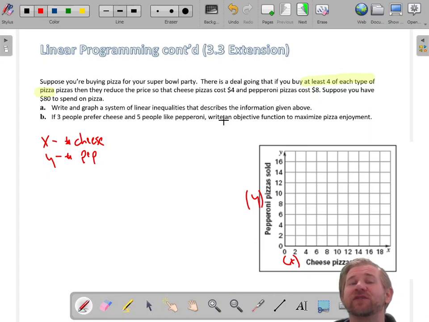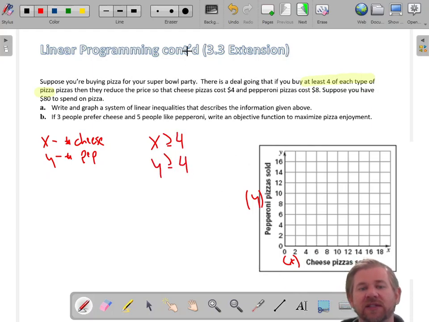If it says at least 4 of each type, X has to be greater than or equal to 4, and Y has to be greater than or equal to 4. So those are our first 2 constraints. You have to order 4 of each type of pizza to get this deal.